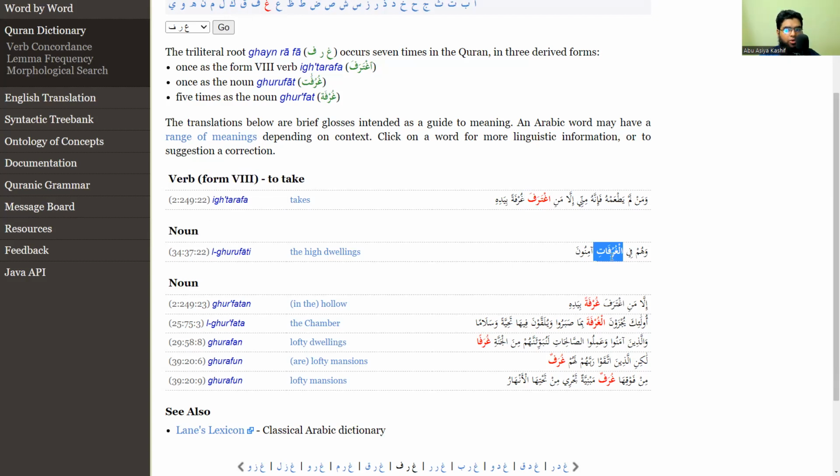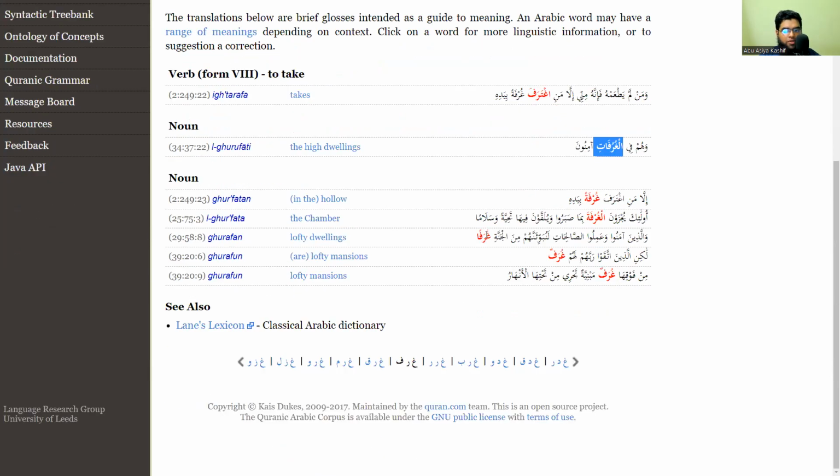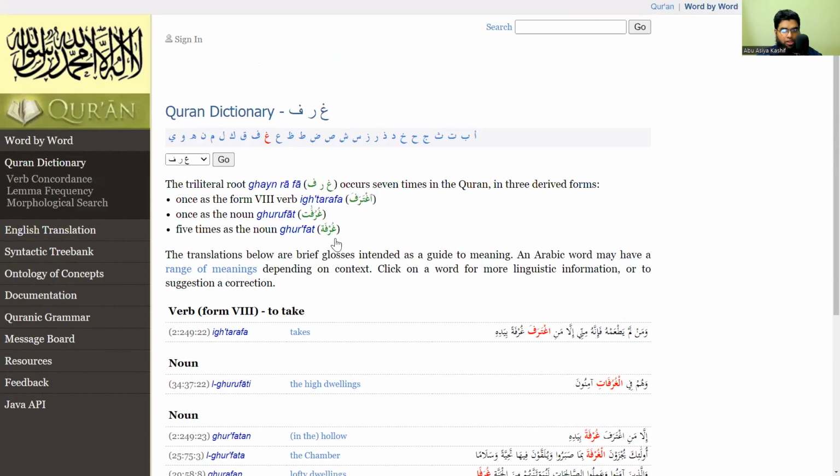So ghurfat: wahum fil ghurfati aminun. Only once it has been used. But ghuraf has been used many times, three times. Ghuraf, ghurfa. They'll have rooms, chambers, dwellings, mansions. They translate it as mansions: min fawqiha ghurafun mabniyatun tajri min tahtiha al-anhar. Inshallah. So like that you can search.